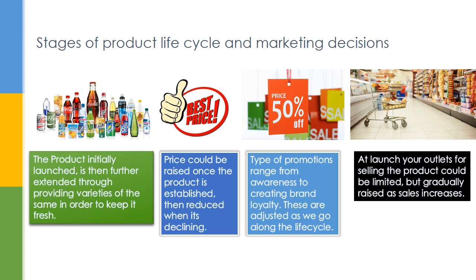Think about also in terms of promotions. So we're considering all the P's here. In terms of promotion, you could provide awareness at initial stages to create brand loyalty, and then later on, in growth you have heavy promotions, but once you reach maturity, you try to differentiate your level of promotion. You try to change the style of promotion. And at last, when you think about place, at launch you could have limited outlets selling your product, but once you see the demand for your product has heavily increased, you try to increase the outlets.